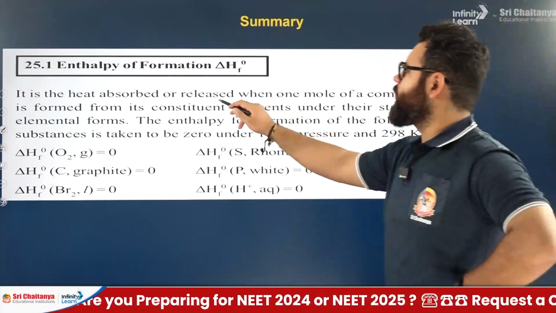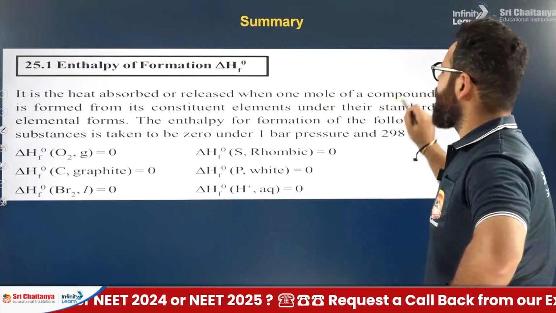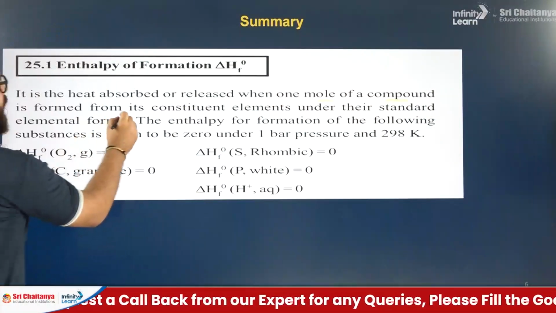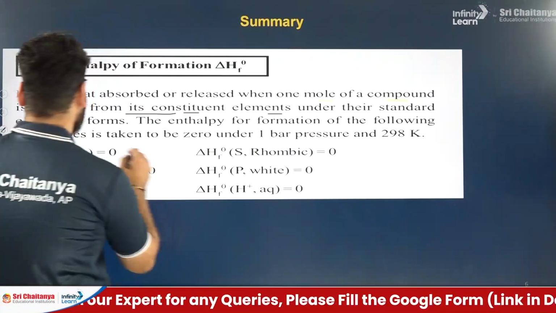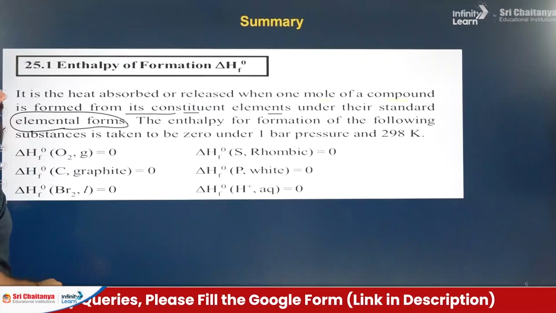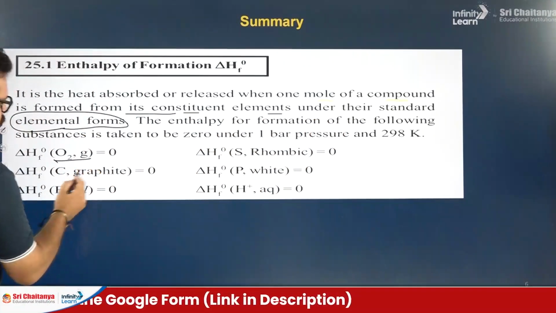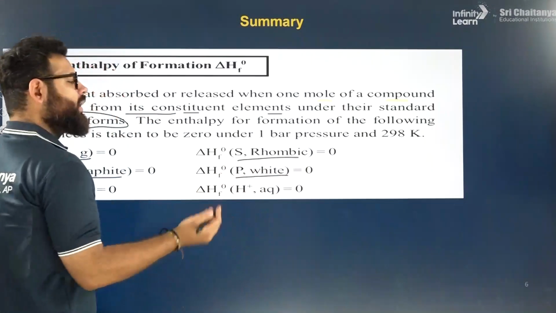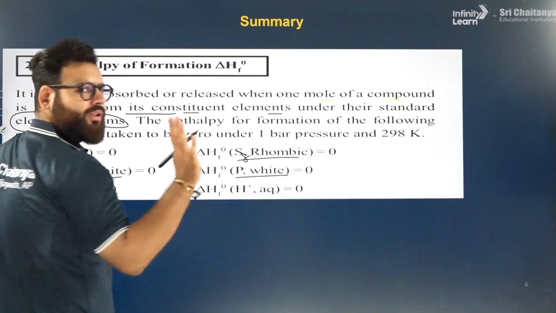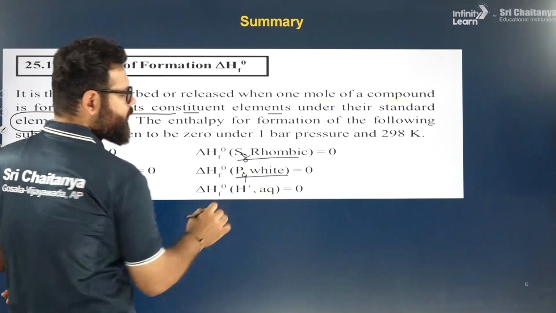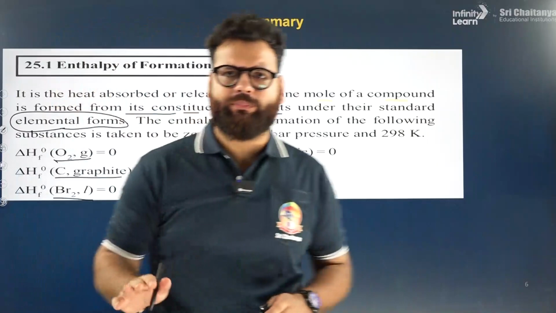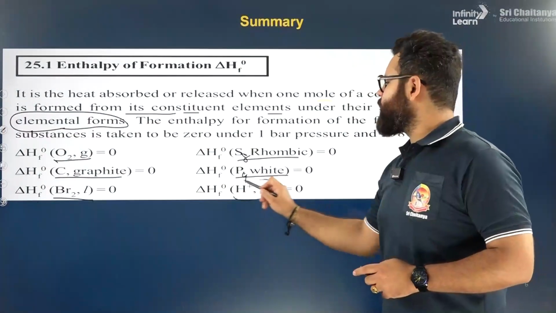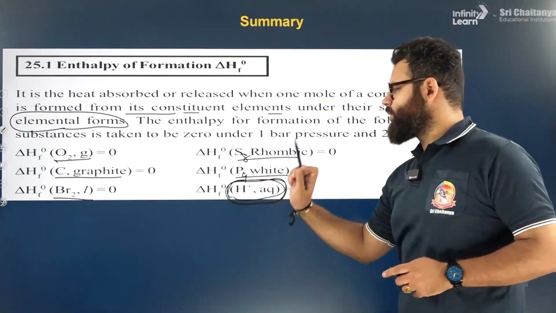It is the heat absorbed or released when 1 mole of compound is formed or prepared from its constituent elements under their standard elemental forms. These are the standard elemental forms: O2 gas, carbon graphite, Br2 liquid, rhombic sulfur, white phosphorus. Even if they write S or S8, both are fine. P or P4, both are fine. You can also remember that formation of H plus in aqueous state is also 0.